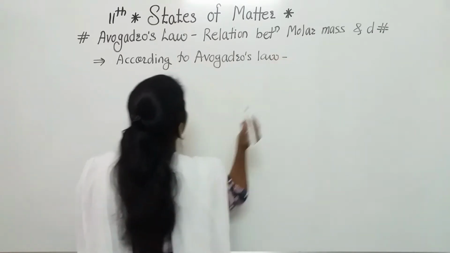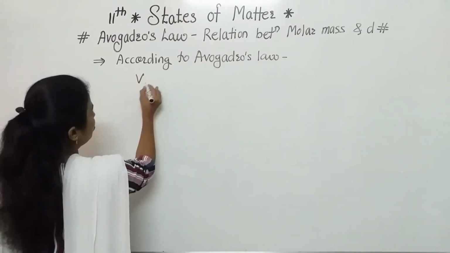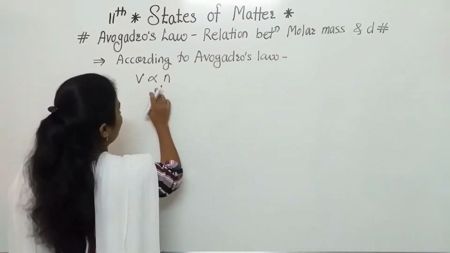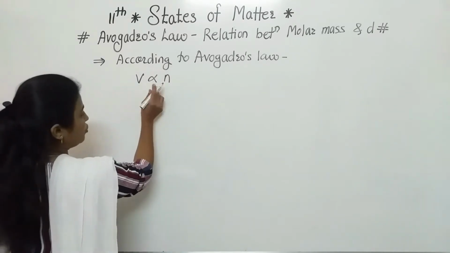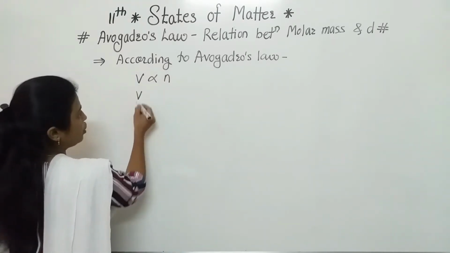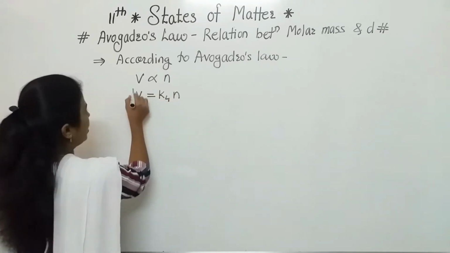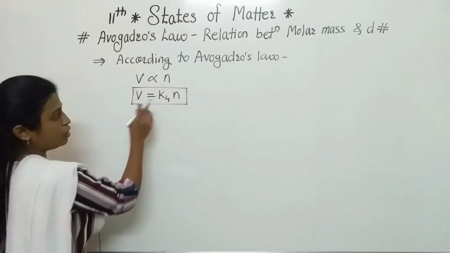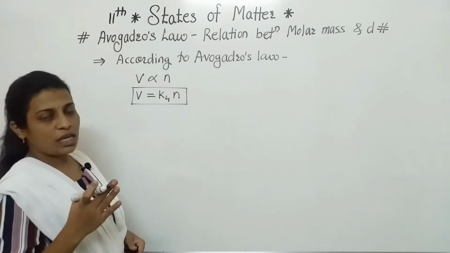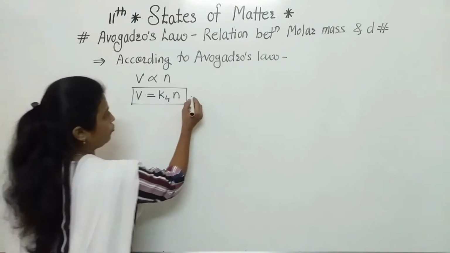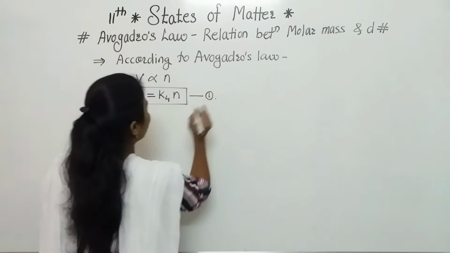Here, we are getting the equation that volume is directly proportional to number of moles. If we remove the proportionality sign, we can write that V is equal to K4 into N. Previously we used K1, K2, K3 and now it's K4. So this is equation number 1.